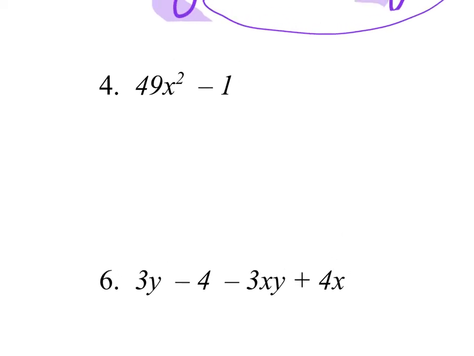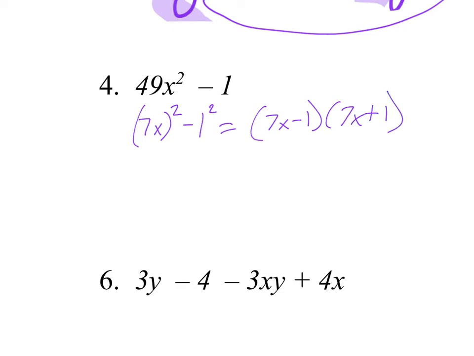All right. Now, hopefully I notice this is not a trinomial, but a binomial, which means that I've got either a difference of squares or a difference or sum of cubes. In this case, it's x squared, so I've got a difference of squares. So this is 7x squared minus 1 squared. So my pattern is going to be (7x minus 1)(7x plus 1). Remember, conjugates.